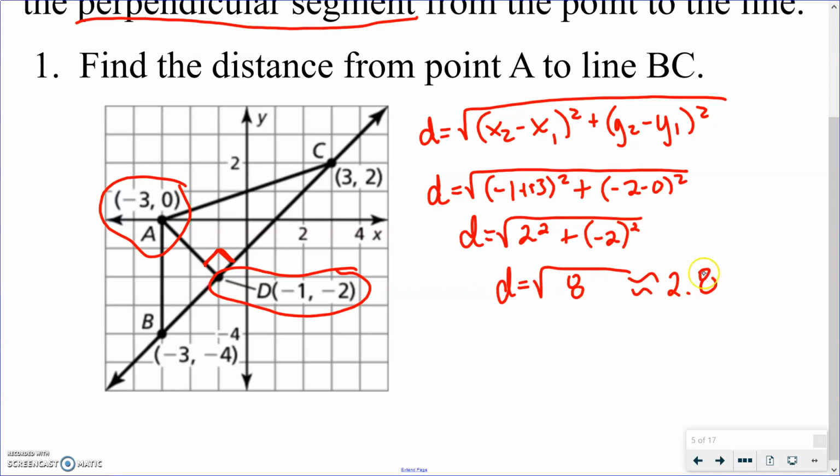Okay, so again, we're just applying the distance formula, which we learned earlier in this year, to the distance from the point A to the line BC.